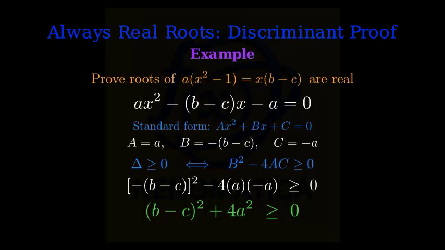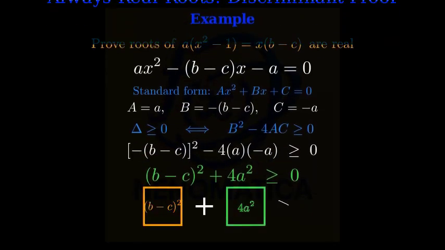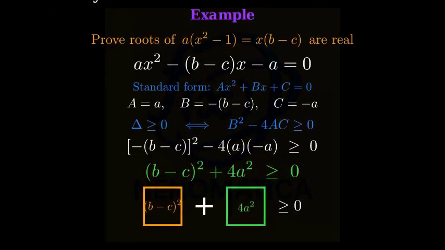Step 4. Build intuition with a visual. The expression is the sum of two squares. A square like (b − c)² can never be negative, and 4a² can never be negative. Therefore, the sum is always non-negative, so the discriminant is at least 0, guaranteeing real roots.